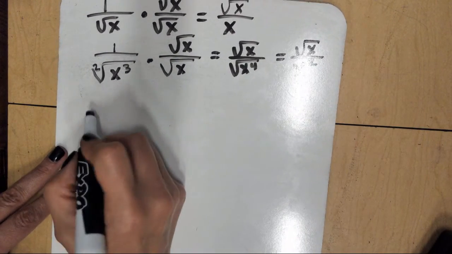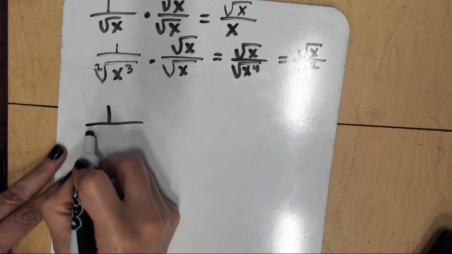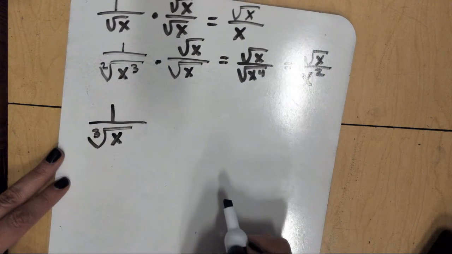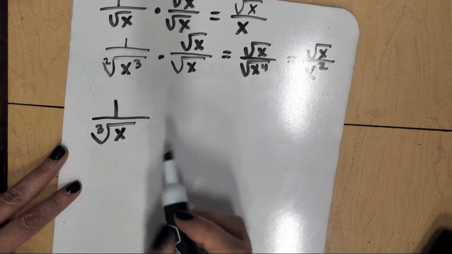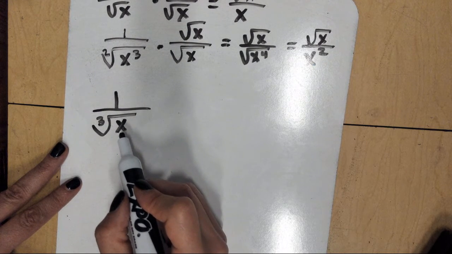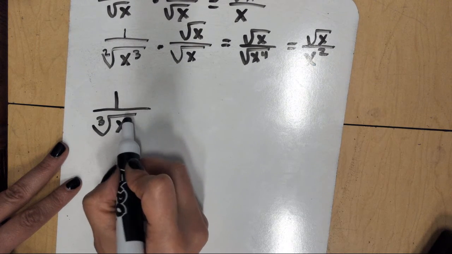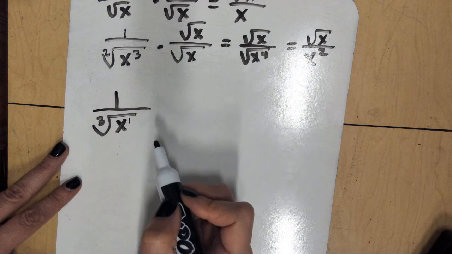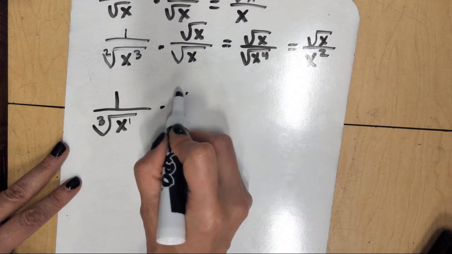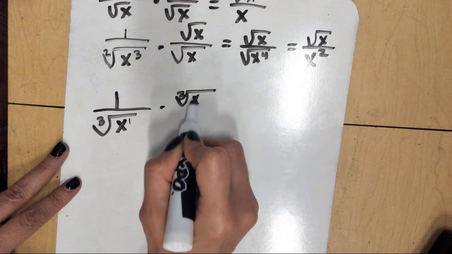Suppose I have the 3rd root of x. In order to get rid of this radical, I need a perfect cube. If this is x to the 1, I'd like to get x to the 3rd, so I can multiply top and bottom by the cube root of x squared.